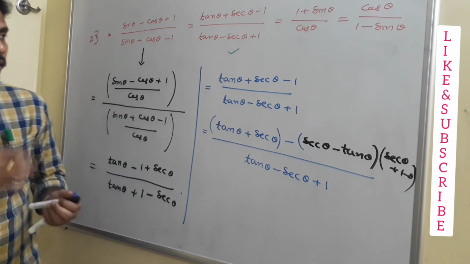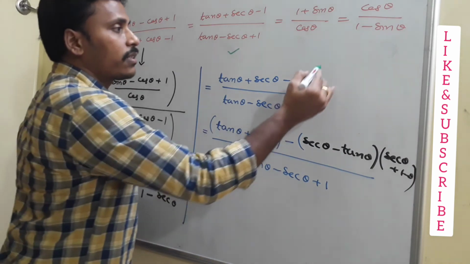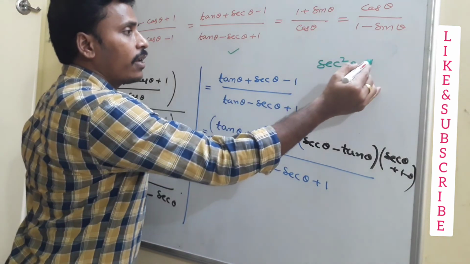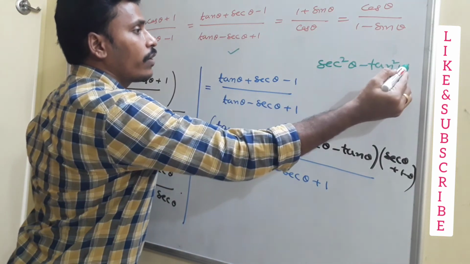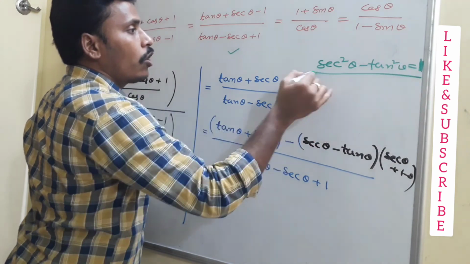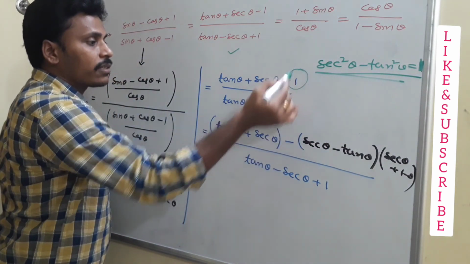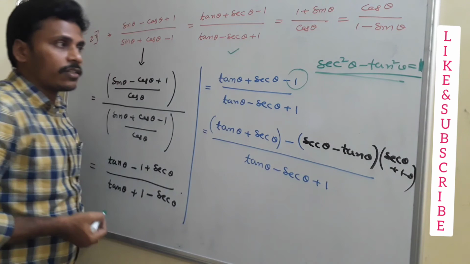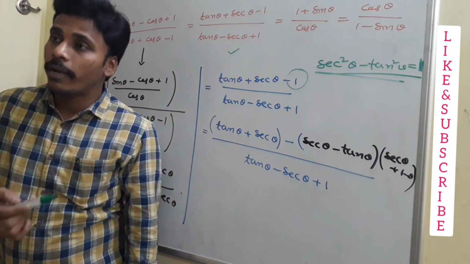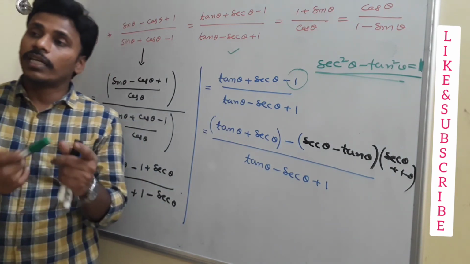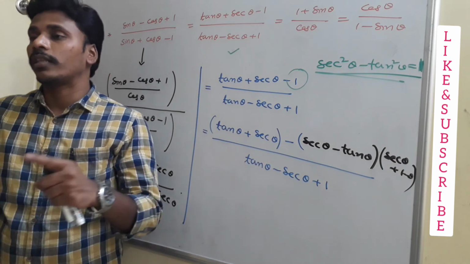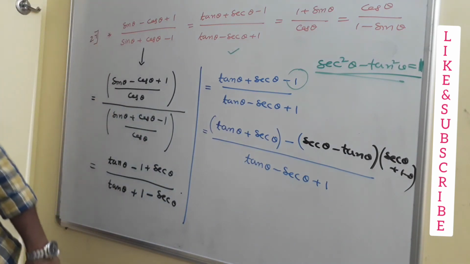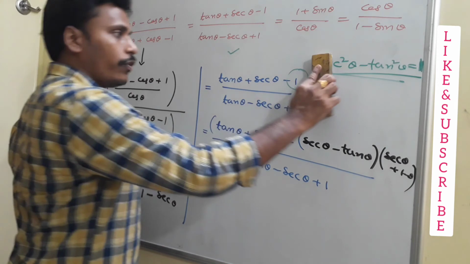Why did I write it like this? We have an identity between secant and tan. Secant square theta minus tan square theta is equal to 1, right? So this 1 can be written as secant square theta minus tan square theta. And secant square theta minus tan square theta is nothing but secant theta minus tan theta into secant theta plus tan theta, as I mentioned in the last mathematics video, right?